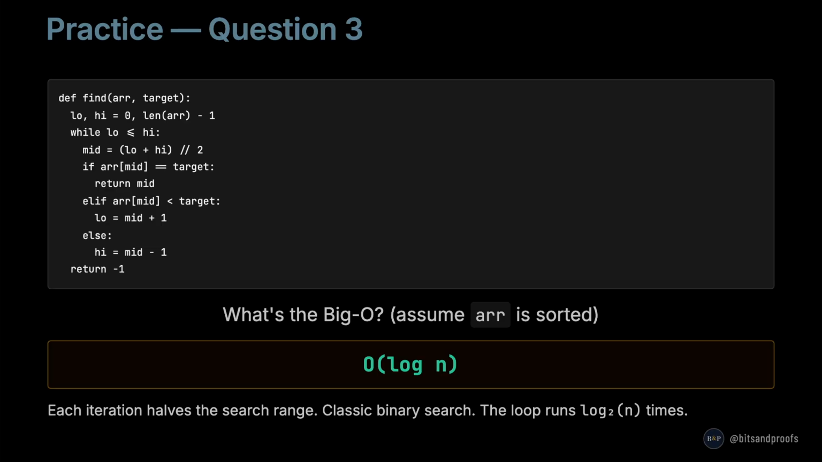Apply rule 2. Each iteration halves the search range. The loop runs log base 2 of n times until low crosses high. Binary search is the canonical halving algorithm. Whenever you see a while loop where the range is being divided by 2 each step, it's almost always logarithmic.